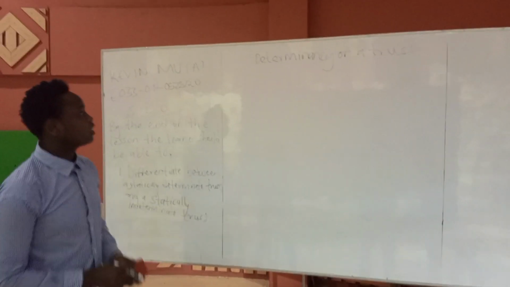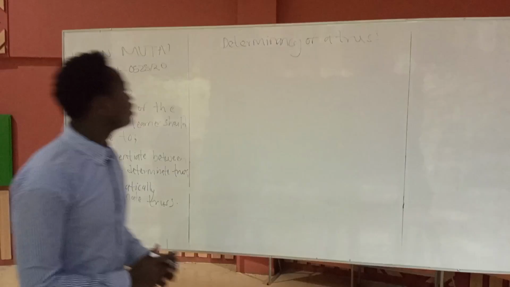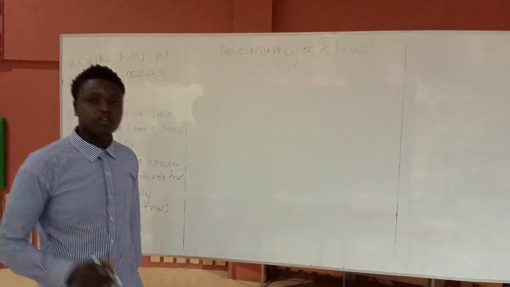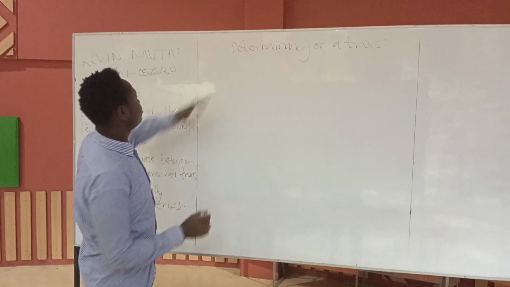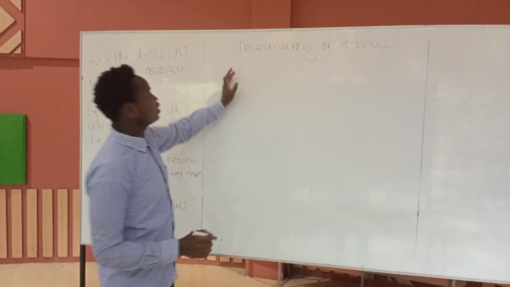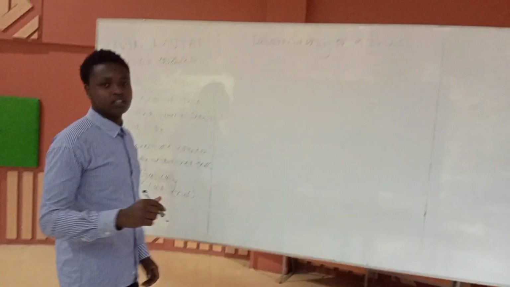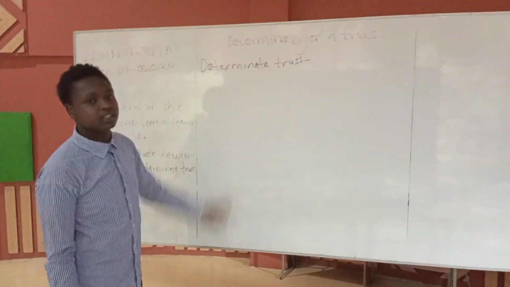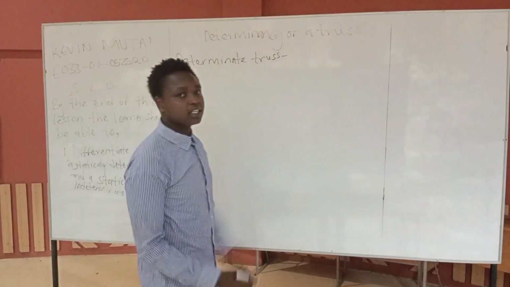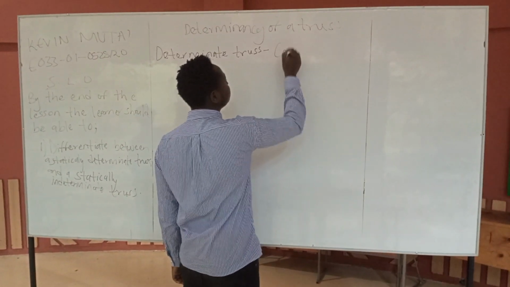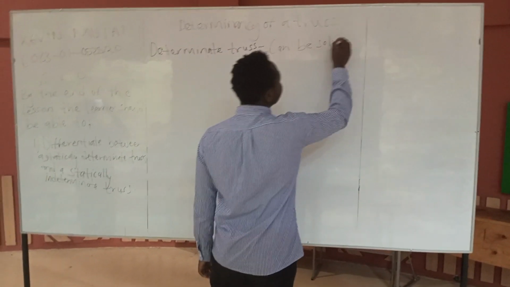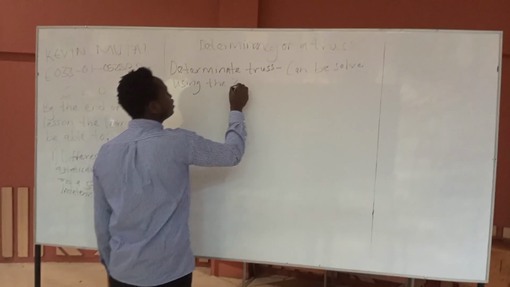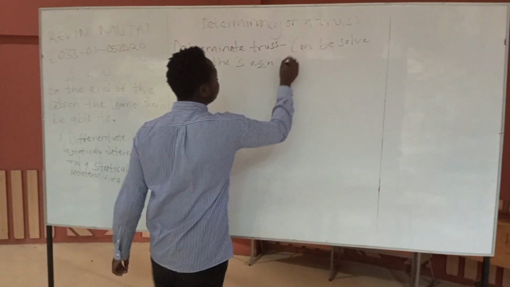So when you say determinacy of a truss, we mean if the truss can be solved by the three equations of equilibrium. Determinacy is either the truss is determinate or indeterminate. A determinate truss is a truss which can be solved using the three equations of equilibrium.